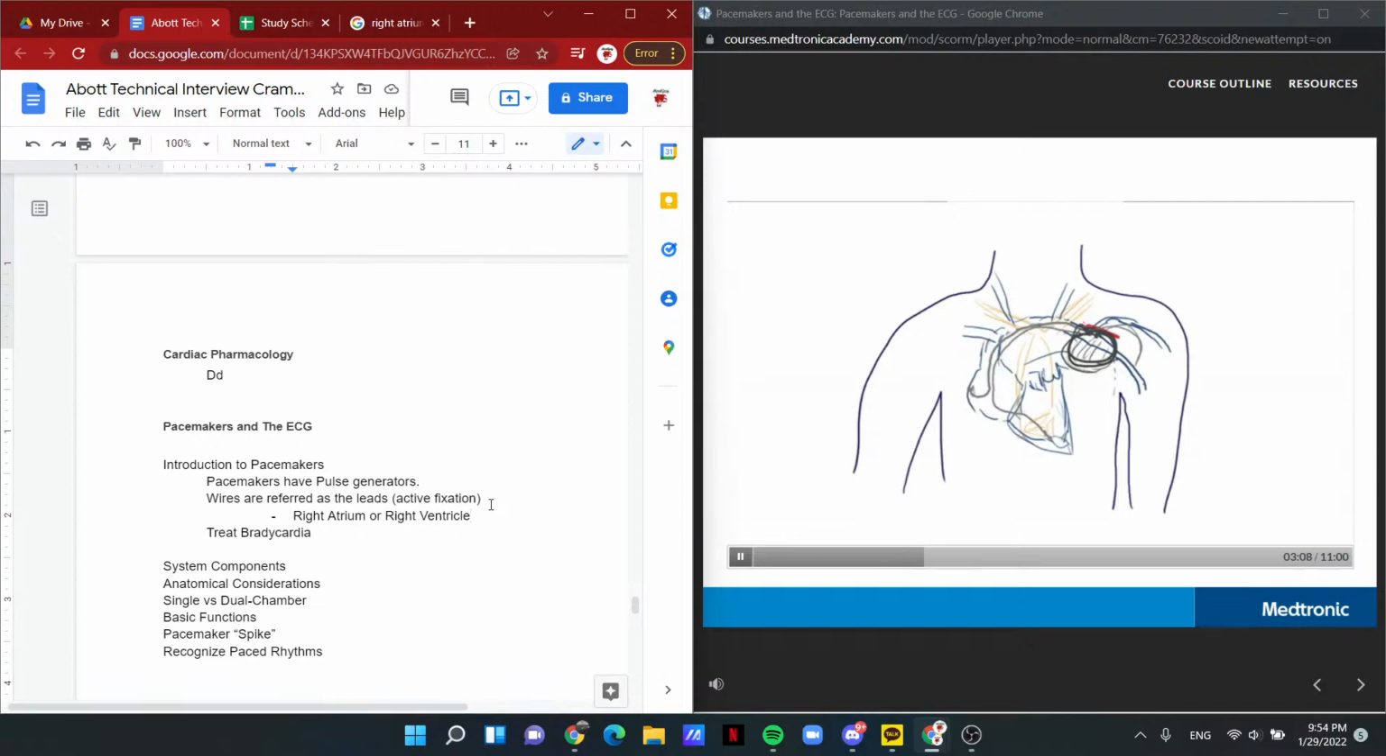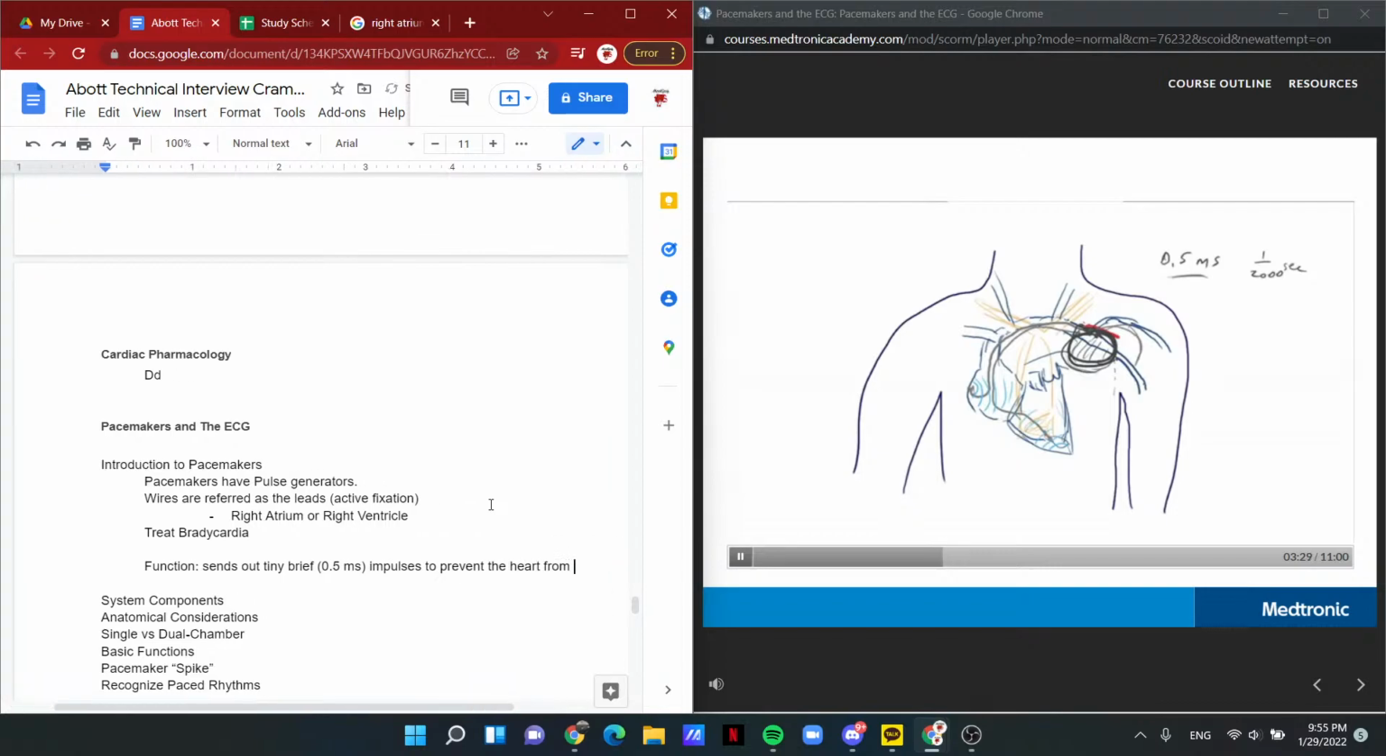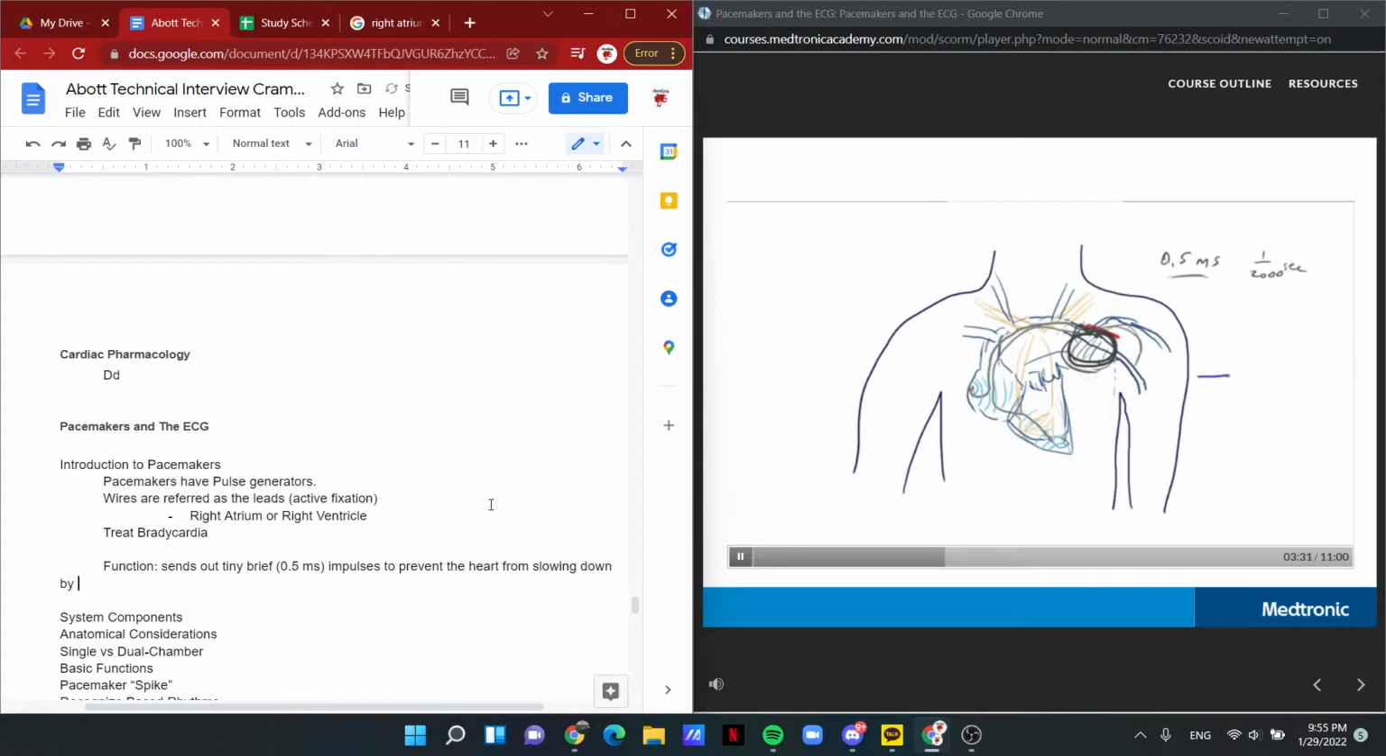The way it functions is it sends out tiny electrical impulses, very brief impulses, on the order of about 0.5 milliseconds. So 1/2 of 1 millisecond is equal to about 1/2000th of a second. And these little tiny impulses result in depolarization of either the atrium or the ventricle or both. Now, when you look at the electrocardiogram, a pacemaker spike often looks like a little tiny hair followed by its electrical event.